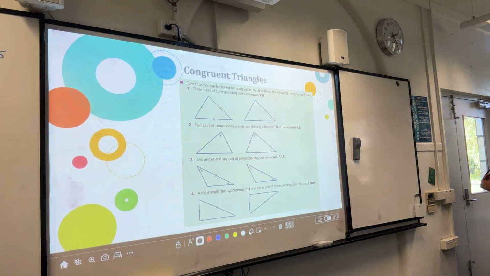Okay, keep going. Congruent triangles. Again, same thing: side, side, side; side, angle, side; angle, angle, side; and right angle, hypotenuse, and side. Not going to go through all of it because I assume this is assumed knowledge. Now, do you have any questions for me at this stage? No? Let's go on. Move on to the next bit.